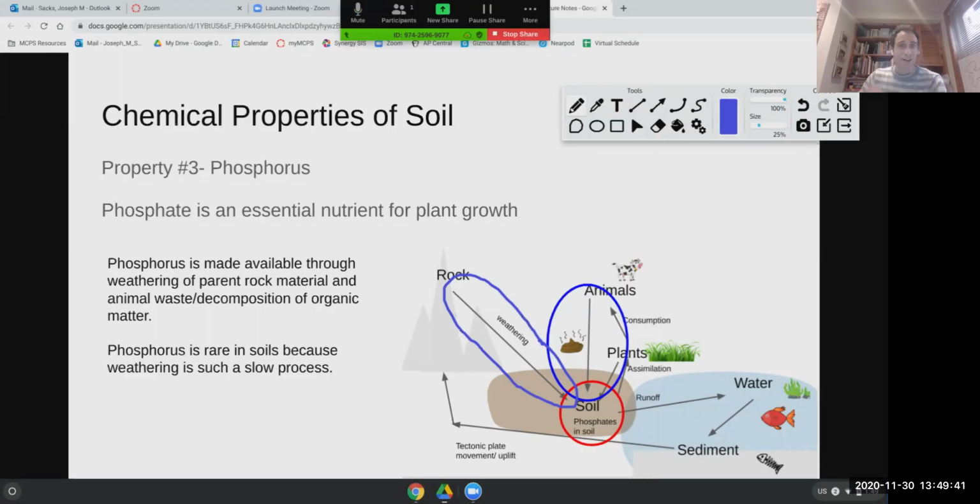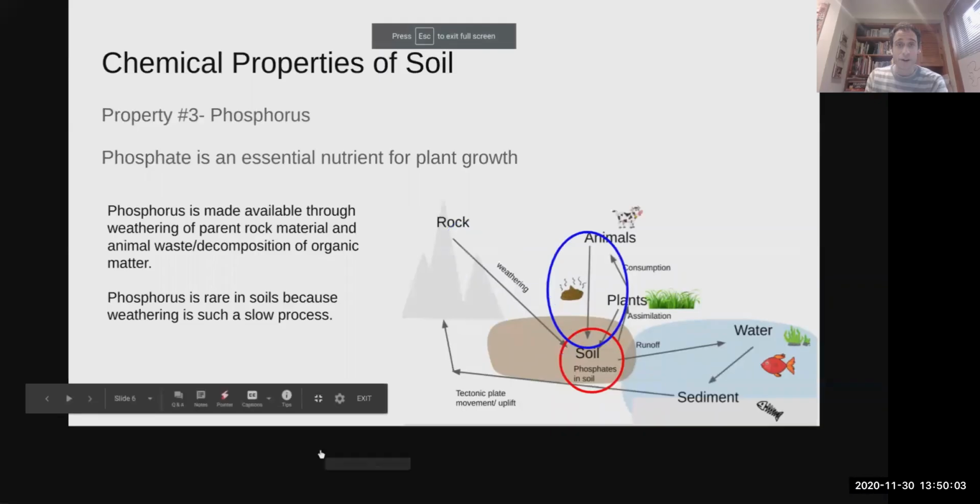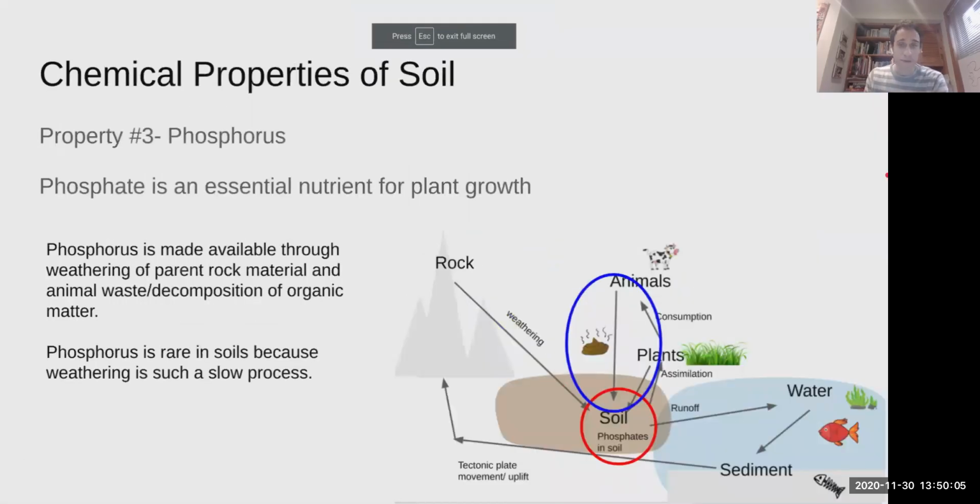Nitrogen fixation happens all the time, constantly, but the phosphorus that's locked up in rock gets released very slowly. So it's often a rare nutrient in soils. So those are the 3 chemical properties that we are going to concern ourselves with. Again, there are many other chemical properties. We could talk about potassium, we could talk about iron, we could talk about all these other nutrients, but the 3 that I want us to focus on are pH, nitrogen, and phosphorus.